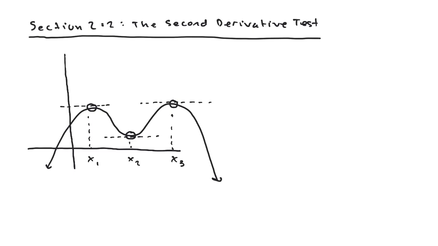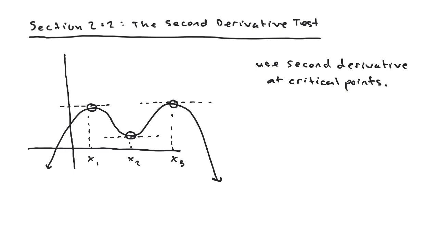So it turns out that another way that we can check to see if we're at a relative max or min in many cases is by using the second derivative at the critical points. What the second derivative tells you, which we mentioned in a previous video, is the concavity of a function. So if I have something like this that's opening upwards, I'll say this is concave up.